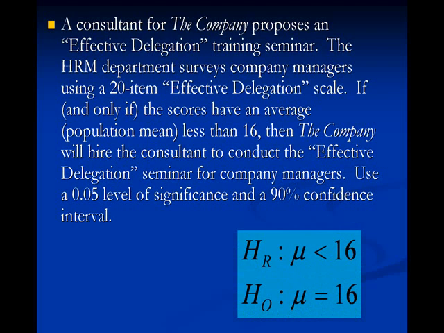So we want to show in our research hypothesis that the population mean is less than 16, because if we can show that, we'll hire the consultant. HO is mu equal to 16. Of course, you could put mu greater than or equal to 16 as well. But we're going to use mu equal to 16. That's what we'll have in our sampling distribution.